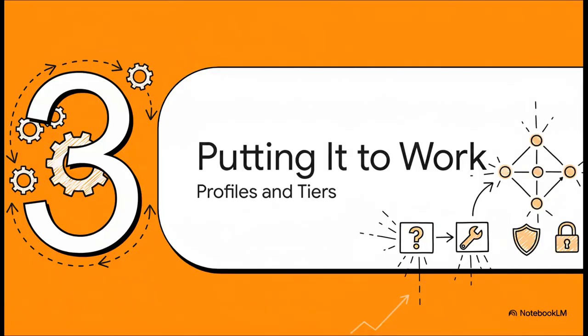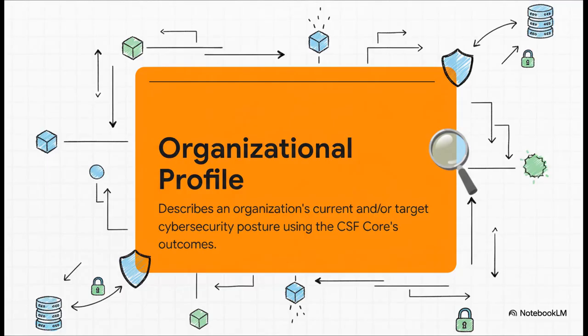Okay, so we've got the core functions. That's the what. But how do you actually use this? How does it go from being a concept on a slide to a real tool you can use? Well, that's where profiles and tiers come into play. The main tool you'll use is something called an organizational profile. Just think of it as a structured self-assessment. It's you using the framework to map out your company's specific cybersecurity reality, the good, the bad, and the ugly.